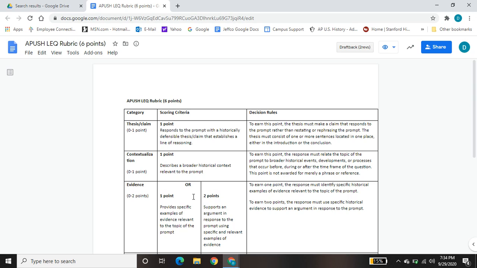If you have any questions, if you have any concerns about how to do this, or you want some more suggestions or whatever, just let me know, and I will certainly help you. But this is the rubric that we're going to be using to grade LEQ rubrics in here for the rest of the year. Good luck, Panther.